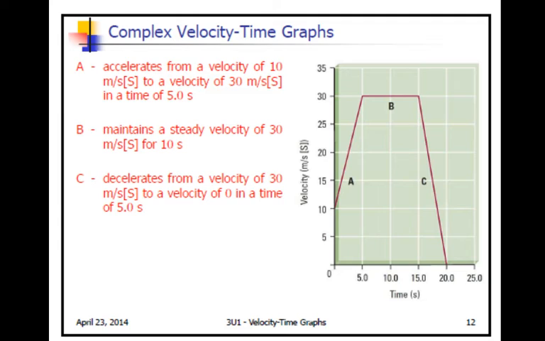Let's describe what's happening here. In section A, we start off with 10 meters per second in velocity, and we accelerate for 5 seconds till we get to 30 meters per second. We then keep our velocity steady for time period B at 30 meters per second, and then we decelerate until we stop during time segment C, and the stopping time is 5 seconds. So we go from 30 meters per second to 0 meters per second in 5 seconds.